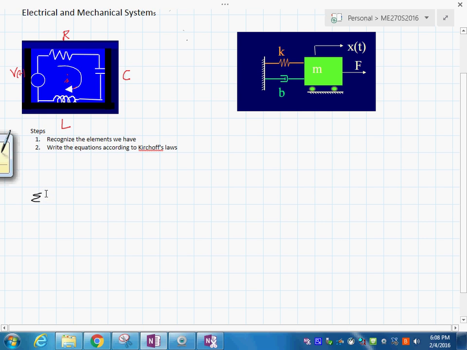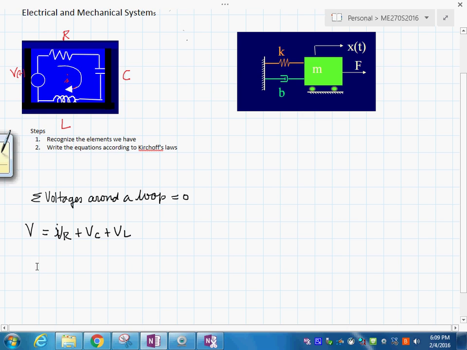of the voltages around a loop are equal to 0. Or you could say the source voltage is equal to the voltage drops of each one: voltage of R plus voltage of C plus voltage of L.